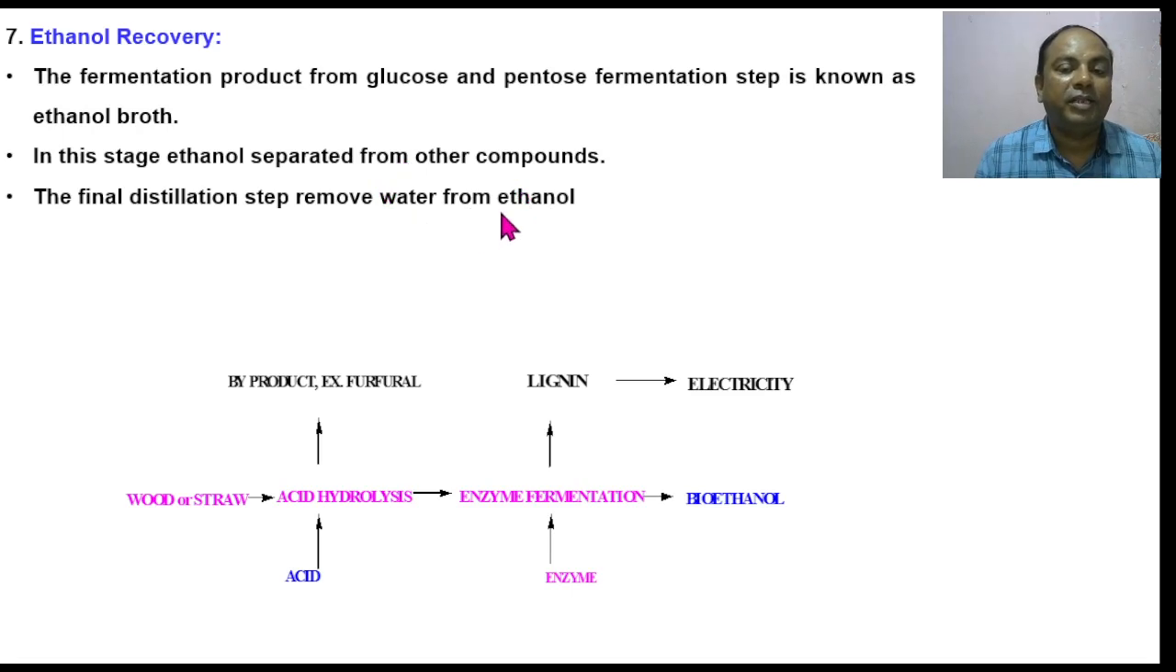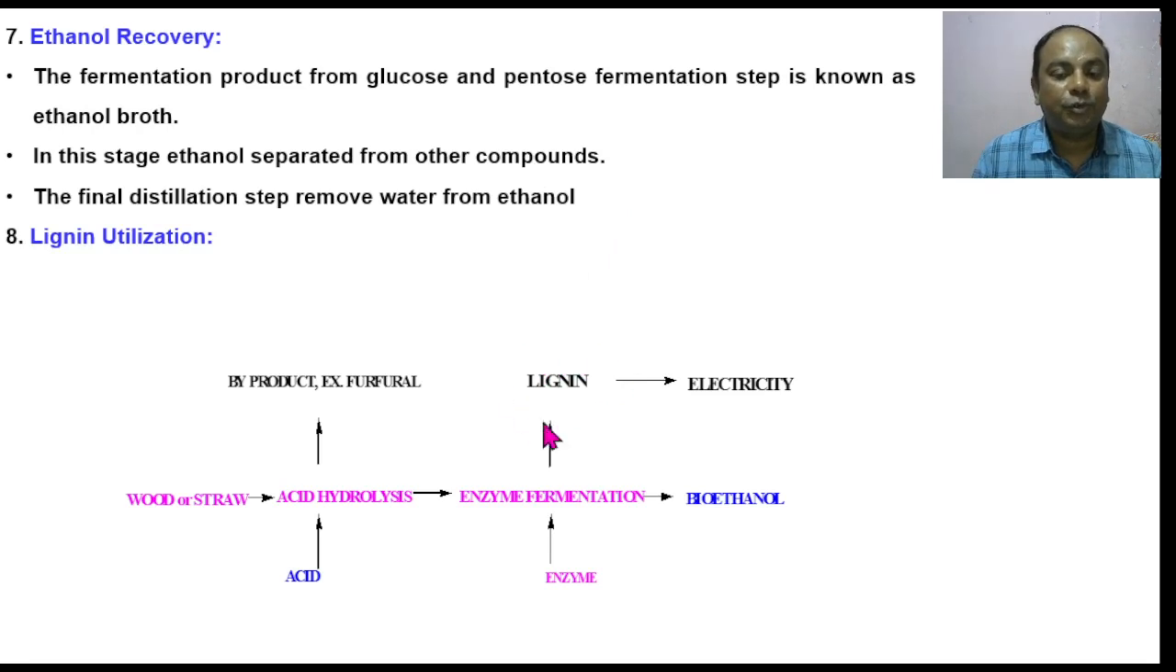Therefore absolute ethanol, what we call 100% pure ethanol, can only be obtained by azeotropic distillation. But by simplest distillation, as much water as possible can be separated from ethanol, and we can get a higher concentration of ethanol, up to 80 to 85%. This much concentration of ethanol can be obtained, and we call this ethanol recovery. From the ethanol broth, we get the high concentration of ethanol. Then what is left finally is the lignin.